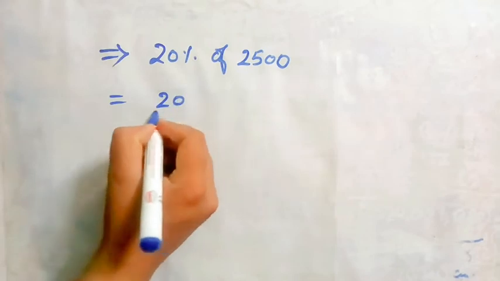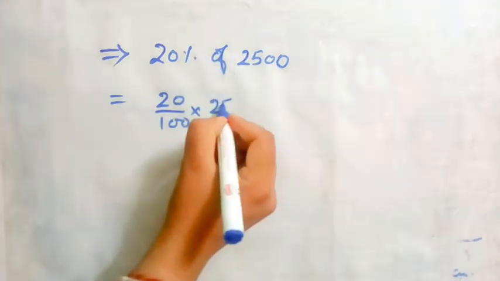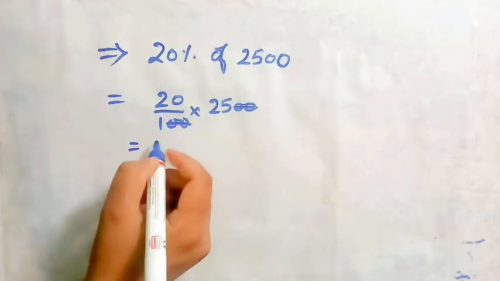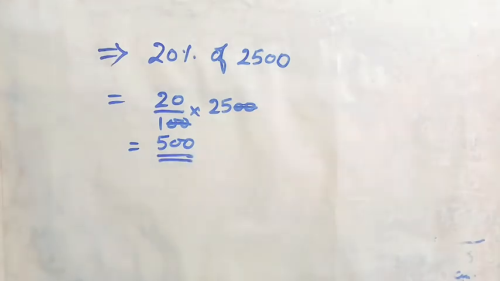This is equal to 20% means 20 upon 100. Of means multiply, and 2500. 2 zeros are cancelled. 25 twos are 50, means 500 is your answer.